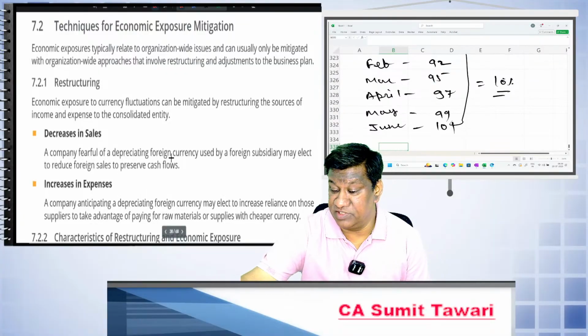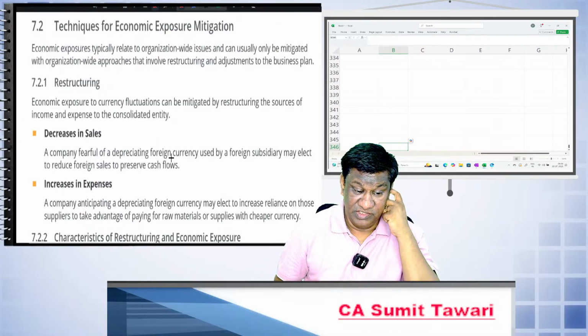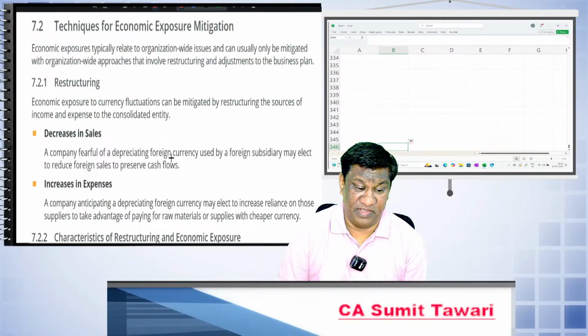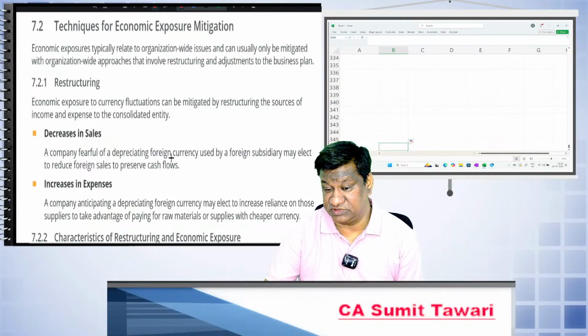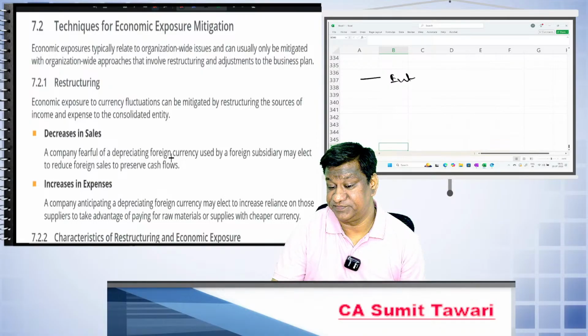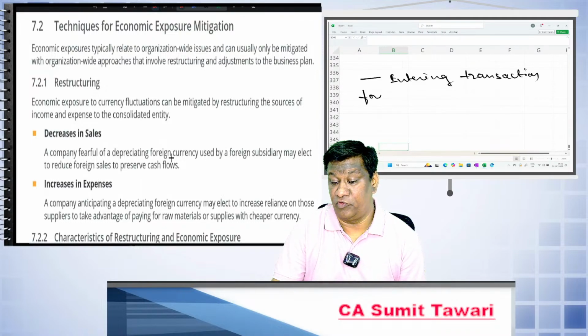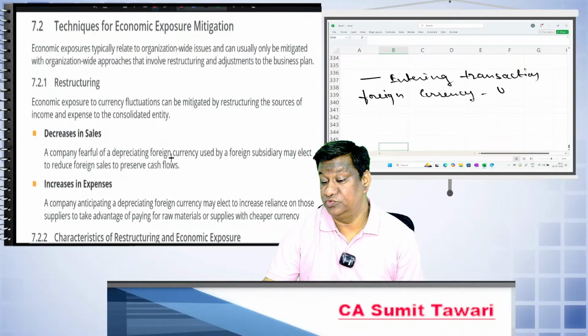Now, how can we mitigate this situation? Restructuring. The first structure is basically, instead of entering a transaction in foreign currency, you can use domestic currency.